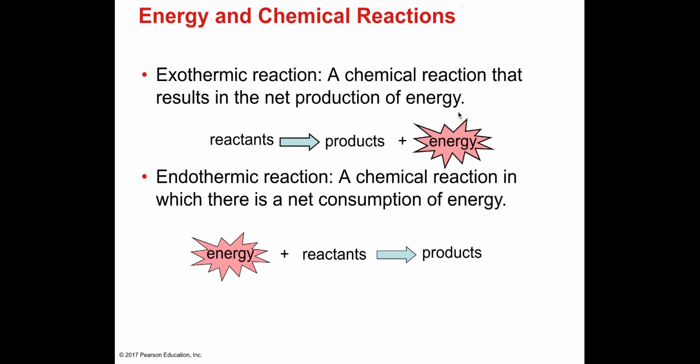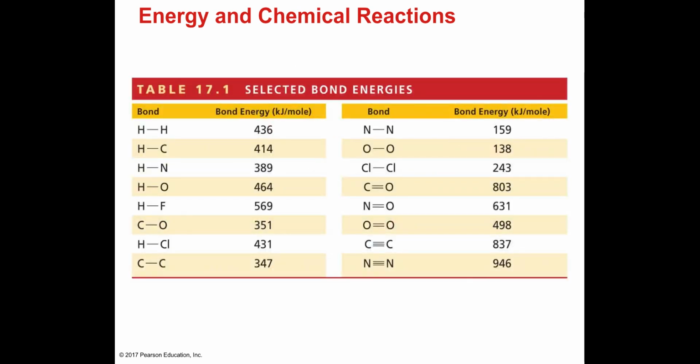So you need to see that difference. Exothermic produces energy, endothermic releases energy. I mean, endothermic consumes energy, while exothermic releases energy. Okay. So this is what we call the bond energy terms.